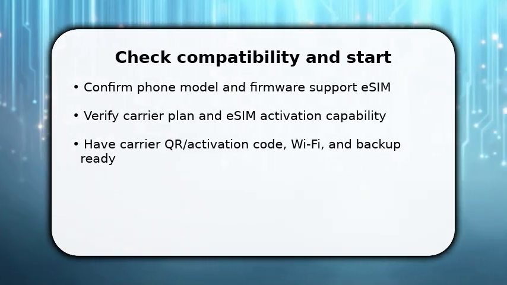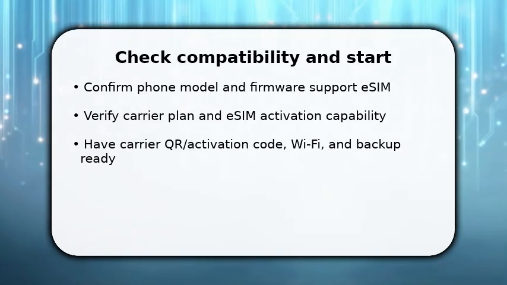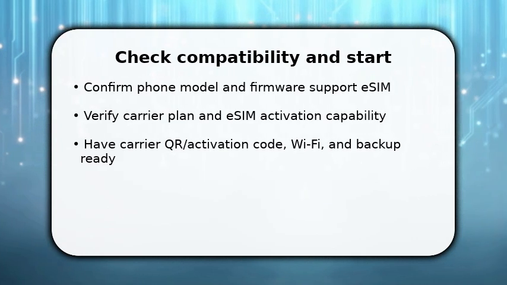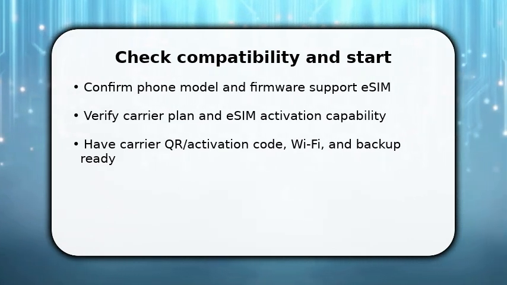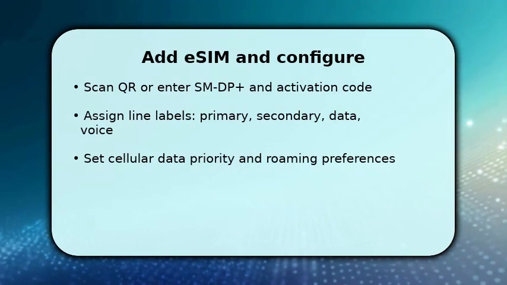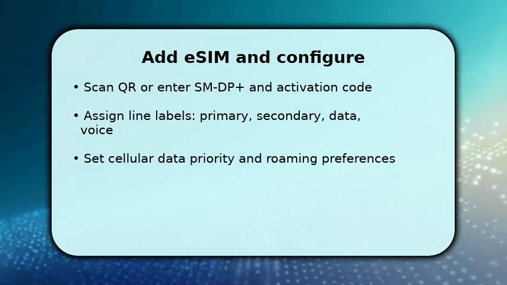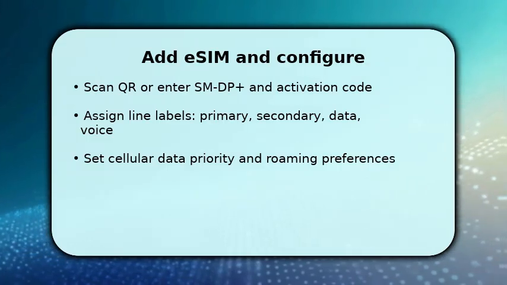Now open Settings and locate Cellular or Mobile Data. This is where you'll add the eSIM. Follow the carrier's instructions to scan the QR or enter the activation code. You'll scan the carrier QR or manually enter the SM-DP+ address and activation token. This connects your eSIM profile to the carrier.